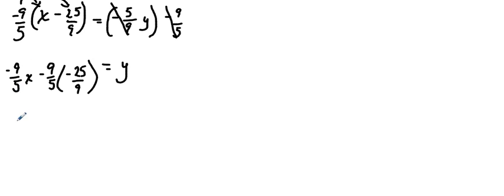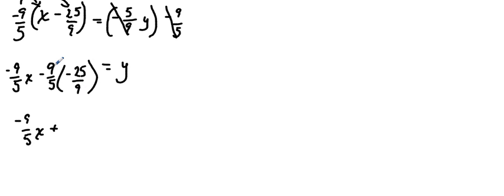Now, this first part stays the same, so negative 9 over 5x. A negative times a negative is a positive. Now, at this point, I can multiply straight across. So, you can say 9 times 25 is 225, 5 times 9 is 45, and then divide. However, we can divide within the problem. Some people might call it cross-canceling. I don't like to call it that, but let's go ahead and divide.